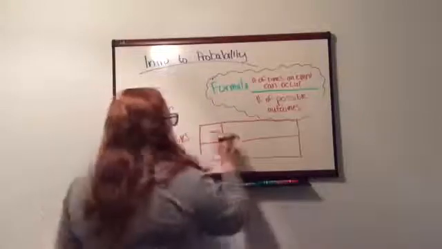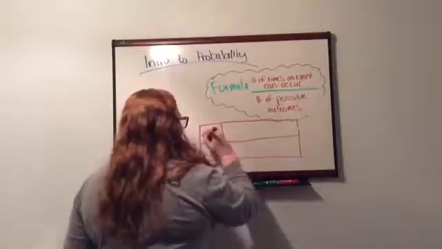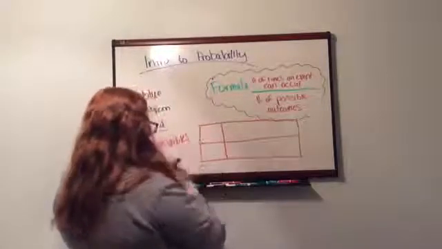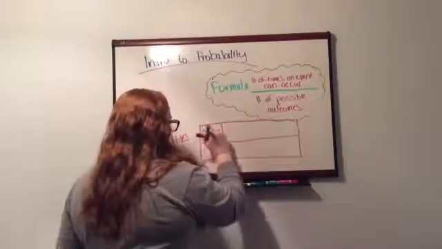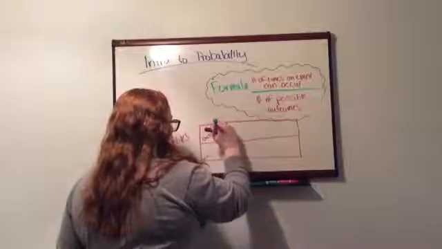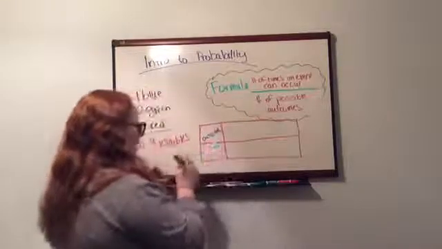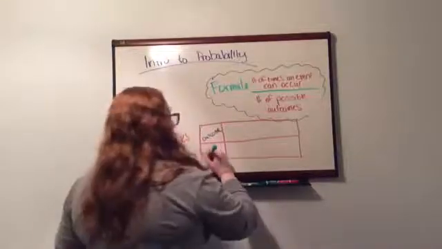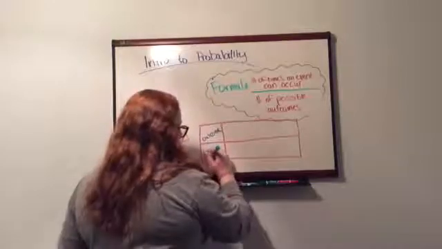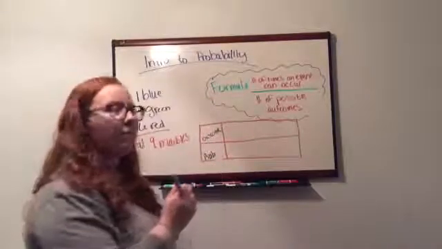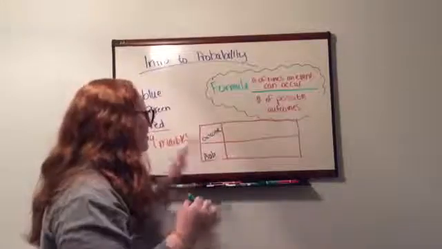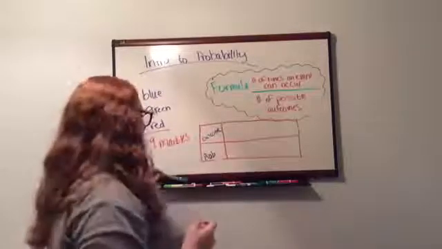So you're going to have your outcome on top. I'll write that in a darker color. You're going to have your outcome on top, and then the probability on bottom. I'm just going to shorten that because I don't think I could write probability in that space. So your outcome on top, probability on bottom.